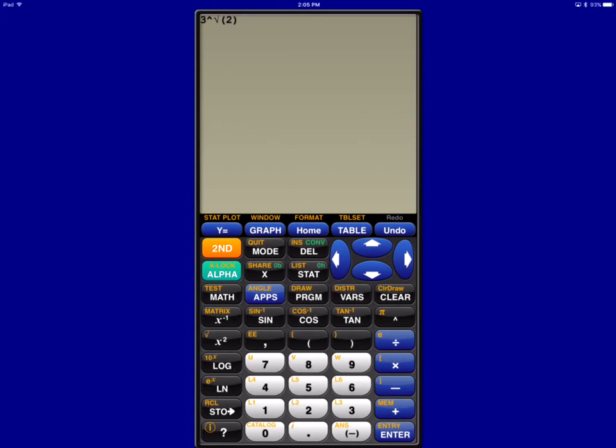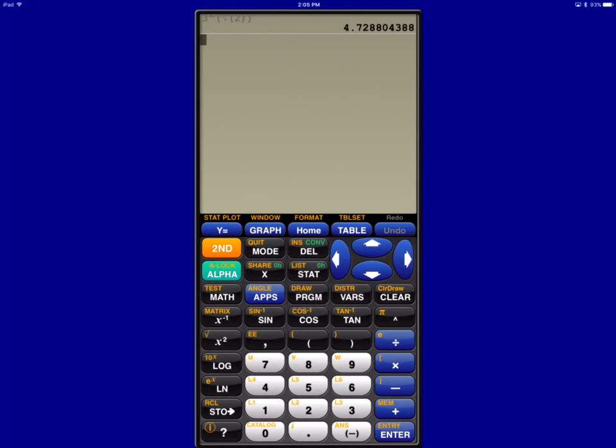And I got an error. I don't know why. So 3 raised to the square root of 2. Very interesting. I don't know why that's not working. Let's try it this way. There we go. I don't know why I had to plug it like that in this calculator, but I did.